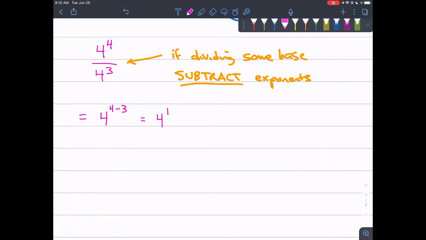Four to the first. If they've got a little box up there next to the 4, you can just put a 1 in there. If they're asking for just the answer, 4 to the first is the same as 4. So there might be some variation in how they want you to put that in there. 4 to the first or 4.